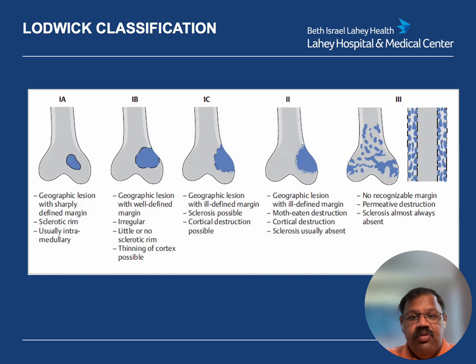And lastly, the type 3 margins are what we refer to as permeative margins. There's no recognizable margin between lesion and normal bone. They're not geographic. They're usually multiple lesions that are coalescing into one larger area of involvement, if you will. There's permeative destruction, meaning there's no clear distinction between what is tumoral or lesional tissue and what's normal bone. And again, sclerosis is usually always absent in a type 3 margin.